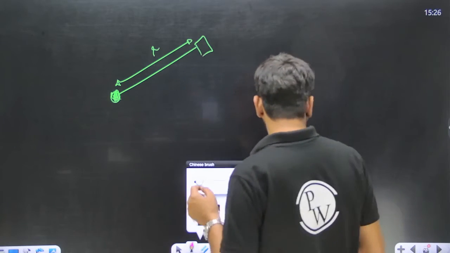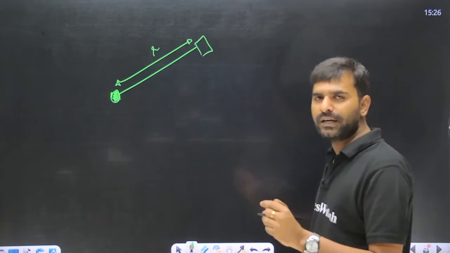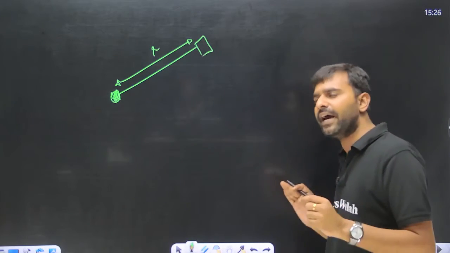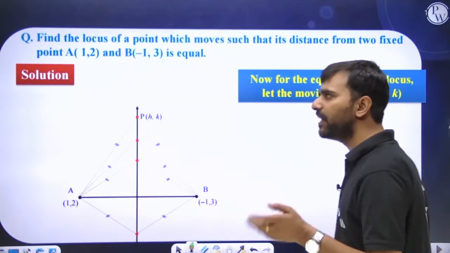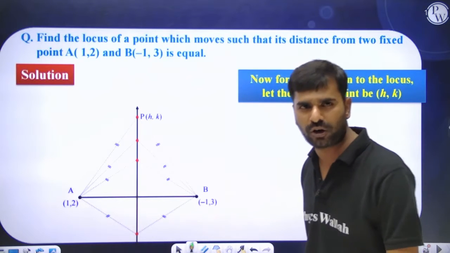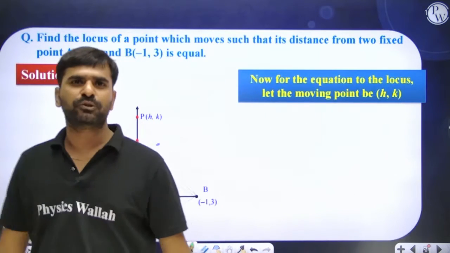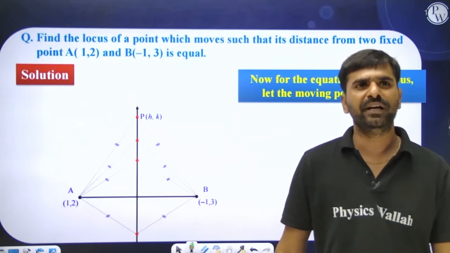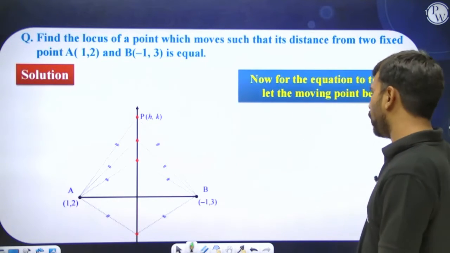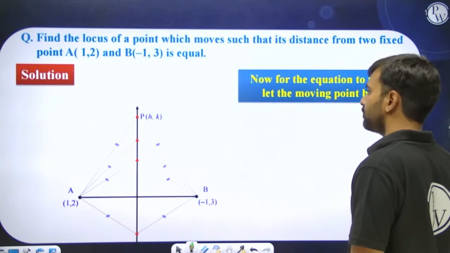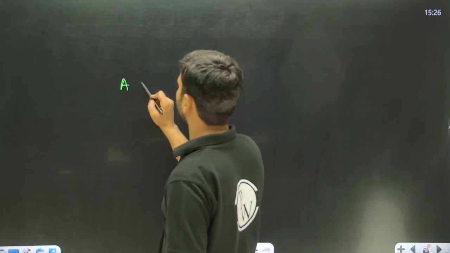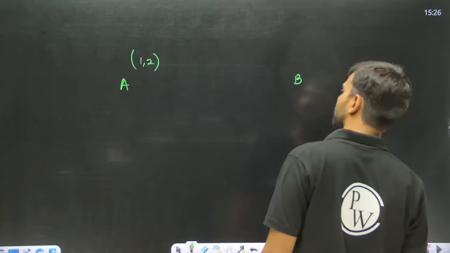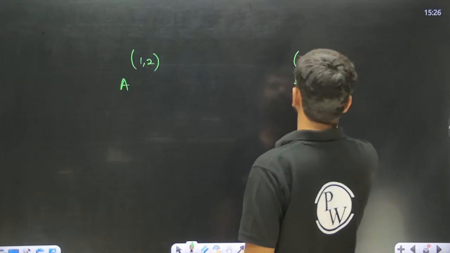Okay. Now in order to solve questions of locus, there is always a trick, a brahmastra of mine, which you can apply, and around 90% of the problems you will be able to solve. Find the locus of a point which moves such that its distance from two fixed points A (1, 2) and B (-1, 3) is equal. Let me tell you about this. A is the point (1, 2) and let's say B is the point (-1, 3).